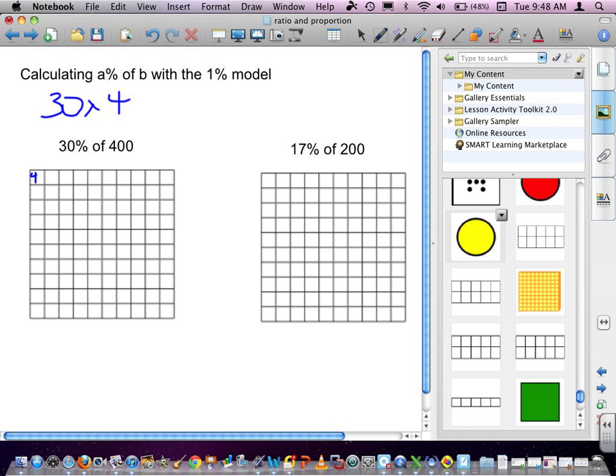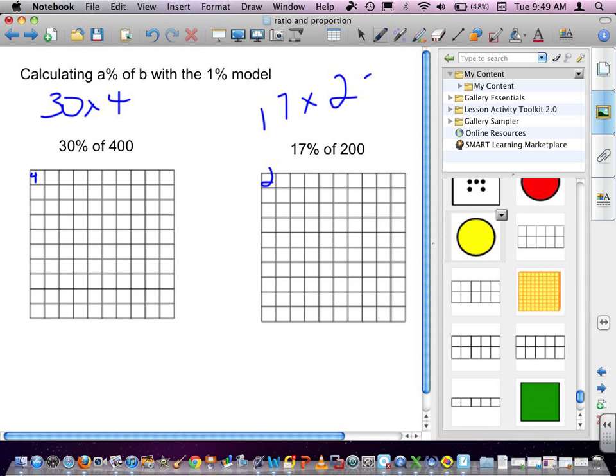Okay. What about the second one? 200. What's each square worth, Megan? Each square is worth 2 because 200 divided by 100 is 2. Okay, so 1% of 200 is 2. And I need how many percents? 17. So 17 times 2 is? 34.